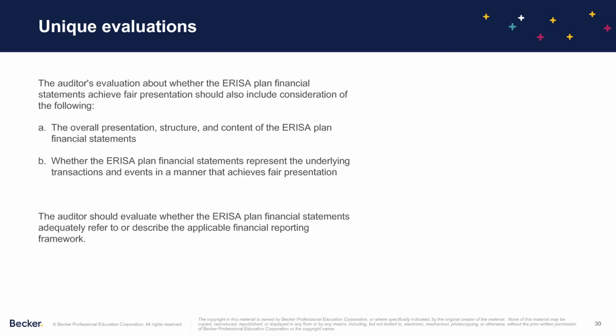Another unique evaluation under AUC Section 703 is the auditor's evaluation about whether the ERISA plan financial statements achieve fair presentation. When we're doing that, we should also consider the overall presentation, structure, and content of the ERISA plan financial statements, and whether the ERISA plan financial statements represent the underlying transactions and events in a manner that achieves fair presentation.